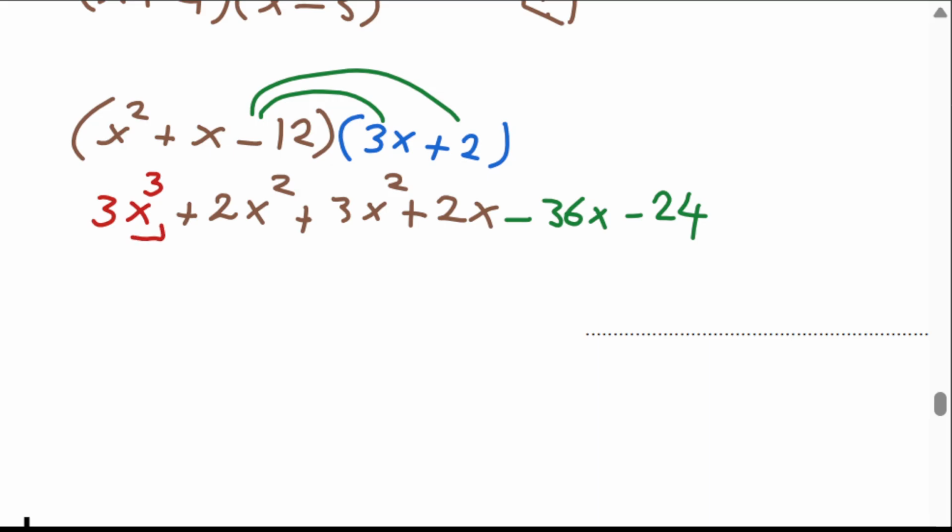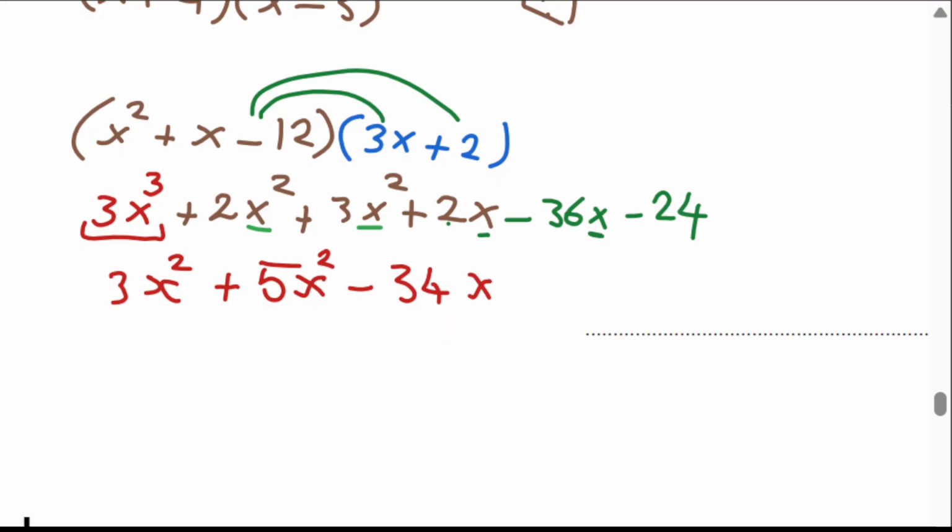If there anything looks like 3x to the power of 3, no, so we'll just write it 3x to the power of 3. Is there anything looks like x squared? Yes, this is also x squared. So let's combine them together. What's 2x squared plus 3x squared? It's 5x squared. Oh, this is nice handwriting. Now, if there anything looks like x, yes, this is x. So what's 2x minus 36x? It's minus 34x. If there anything looks like the 24, no, so it's just minus 24.